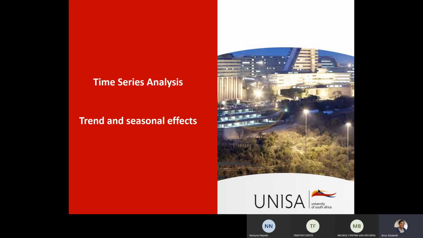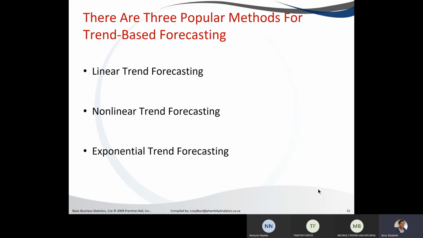Okay, so we can move on to how we do trend and seasonal effects. How do we calculate those? With this, we're going to look at the 3 models, the linear trend, the nonlinear, and also the exponential trend model for forecasting. With the linear trend forecasting, if you did STA1501, you would have done the linear regression. It is the same model.